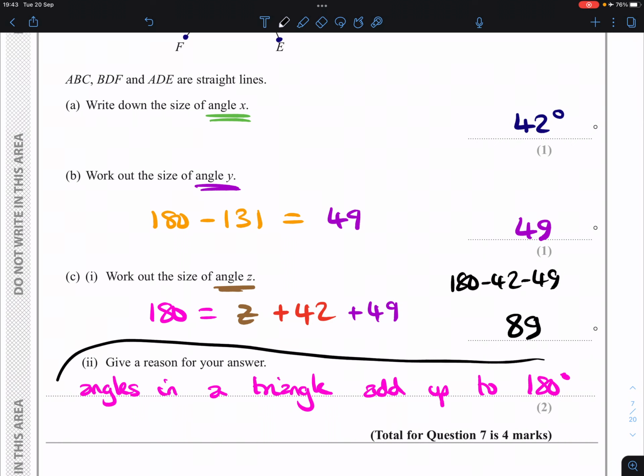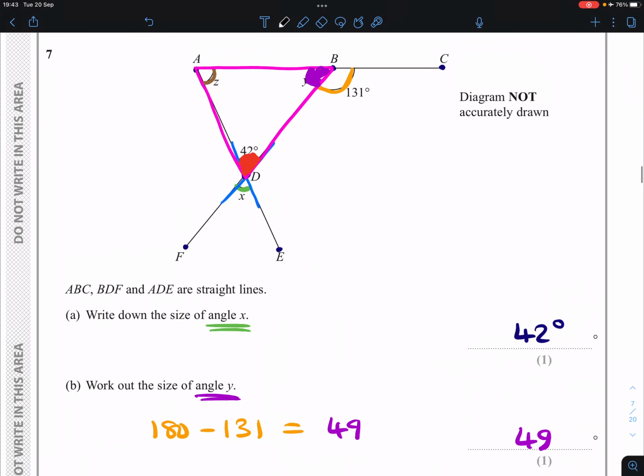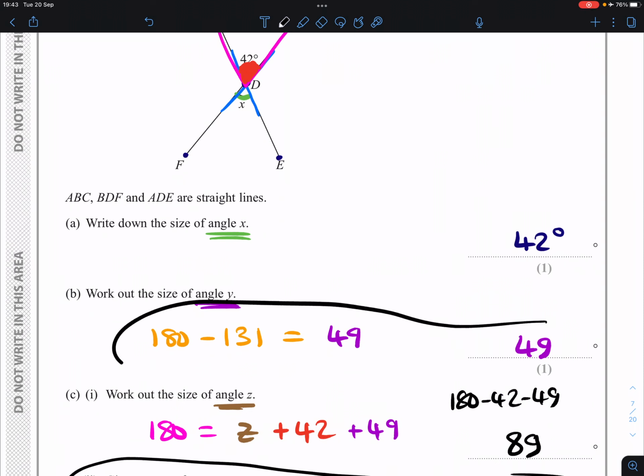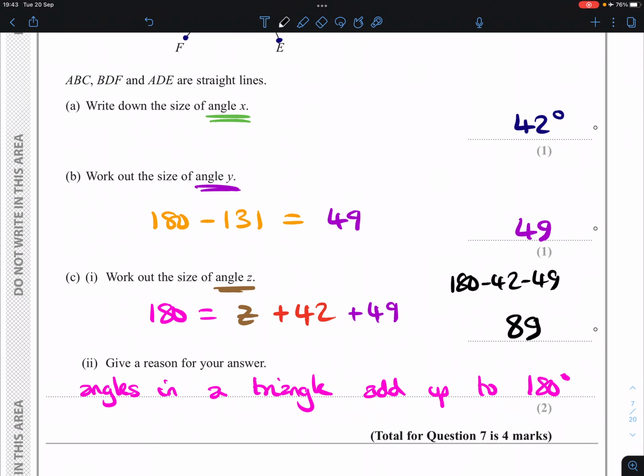And although part 2 came afterwards, because I was talking about it, it made sense just to answer that. Give a reason for your answer. You've got to say in words why you did the sum that you did. So for the first one, I talked about vertically opposite angles being equal. That would be the reason for this. For the second one, angles in a straight line add up to 180 degrees. That would be a reason for that, if the question asks for it there. This one, however, asks it for the last one, which is angles in a triangle add up to 180 degrees.